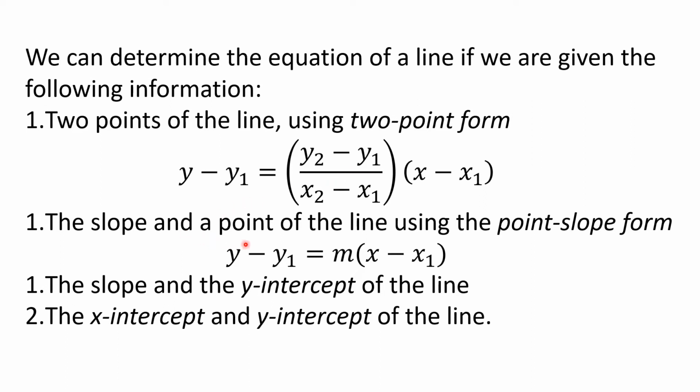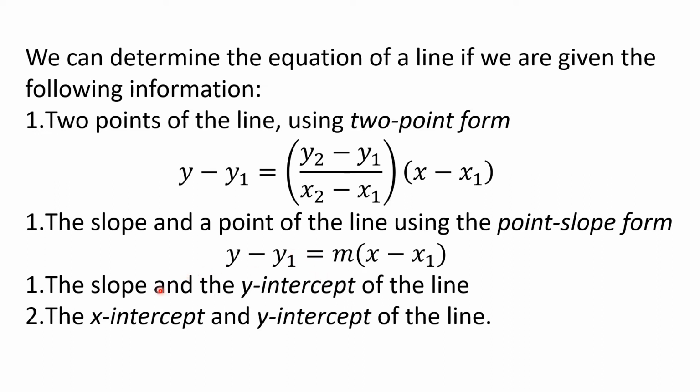The slope and a point of a line, using the point-slope form. The equation is y minus y sub 1 equals m times the quantity x minus x sub 1. The m is our slope, and x sub 1 and y sub 1 are the given point.